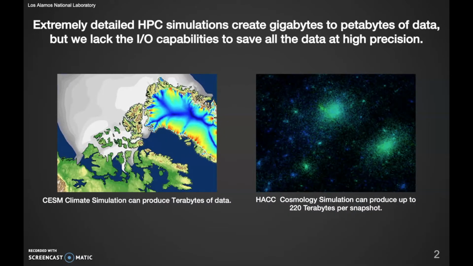Modern-day high-performance computers have increasingly high computation capabilities, allowing scientific applications to produce petabytes of data. For example, the Community Earth System Model climate simulation can produce terabytes of data per day. The Hardware Hybrid Accelerated Cosmology Code simulation can produce up to 220 terabytes of data per snapshot.